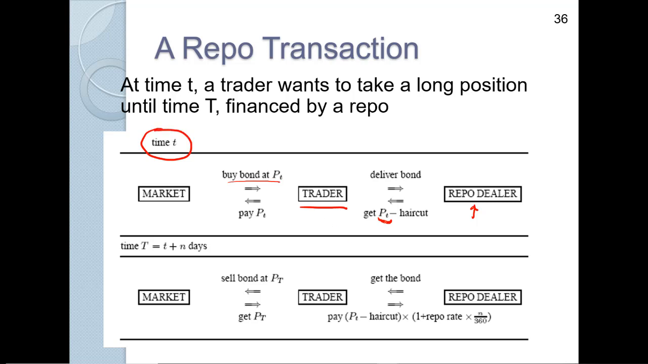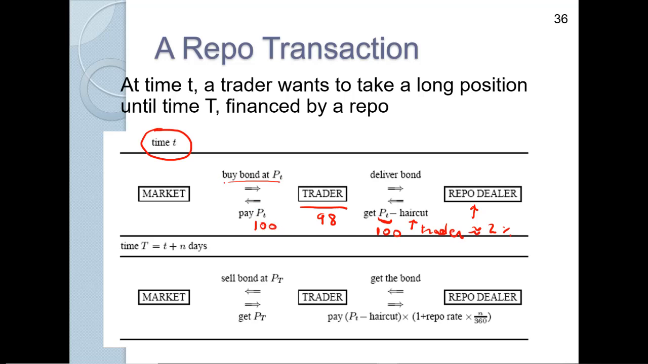The repo dealer is going to give me PT minus haircut. So haircut, basically the one who has to put this is the trader. So this is the only investment made by the trader. And the trader has to put about 2% of the price of the bond. So let's say the price is 100, just for the sake of example. So he's going to give me 98, 100 minus 2% of 100. And then I get those 98, my haircut, 2%, and then I buy the bond at 100.